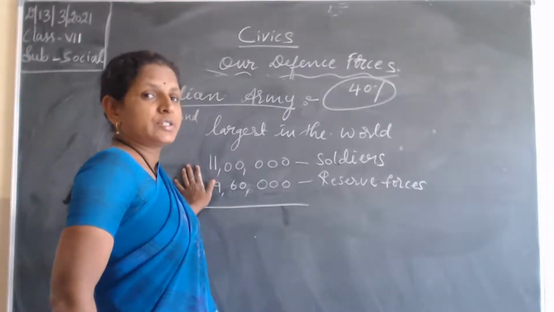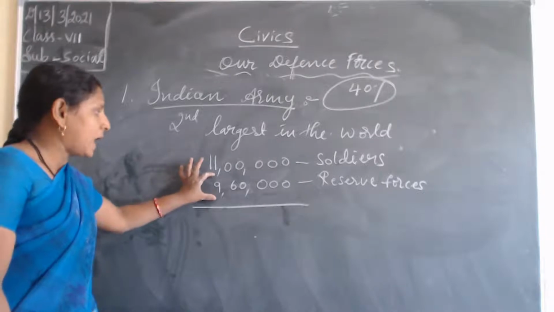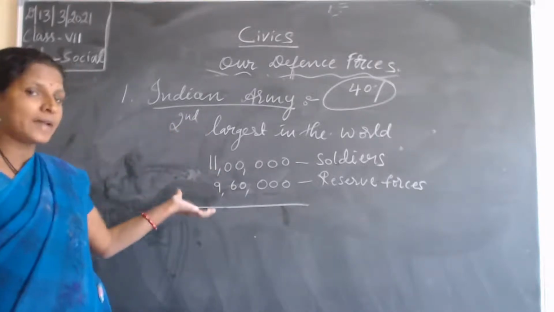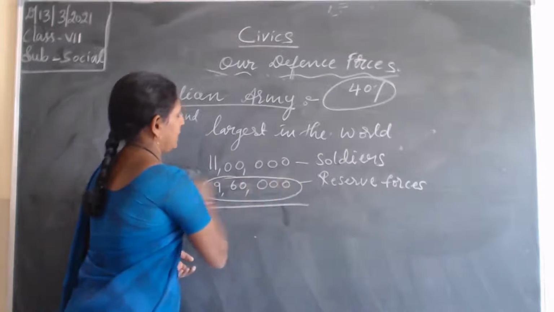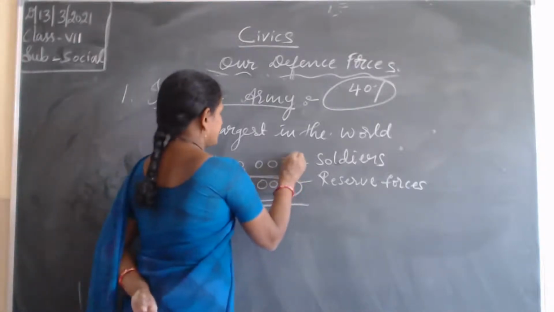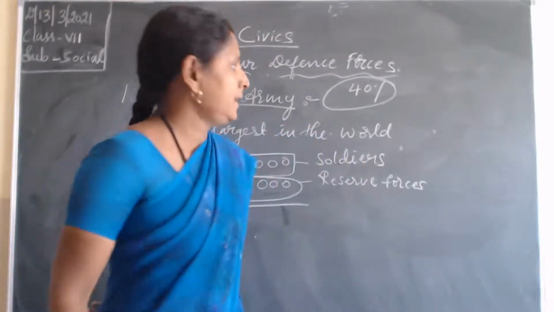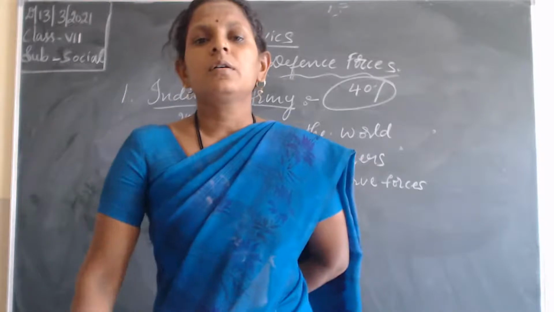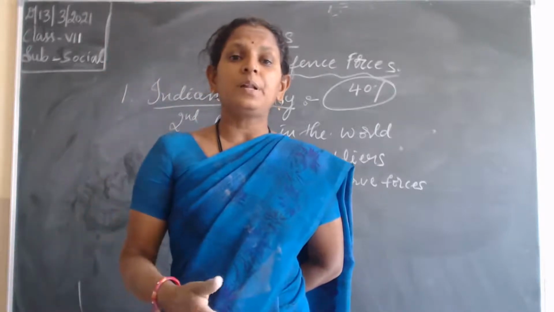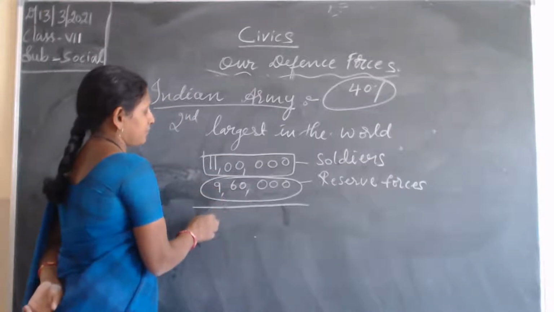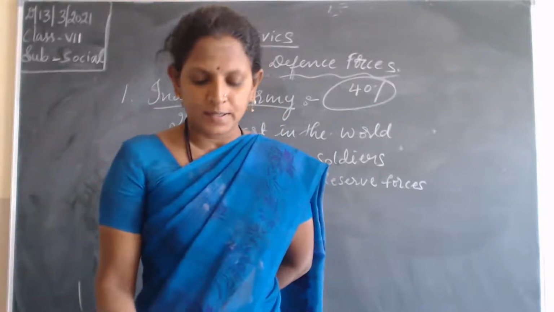So 11 lakh soldiers. Here, reserve forces means what? Sometimes they need more soldiers, so at that time these reserve people help them. Actually, 11 lakh only are active soldiers; these are the reserve forces. Look here, students: India's population is approximately 135 crores. For 135 crores people, only 11 plus 9, about 20 lakh soldiers are protecting us. So it's a very great matter, isn't it?